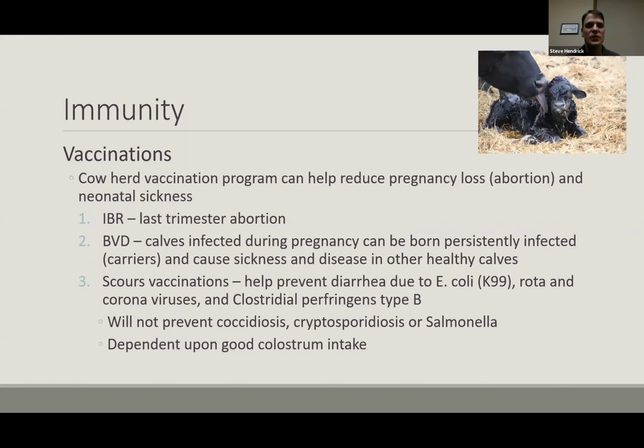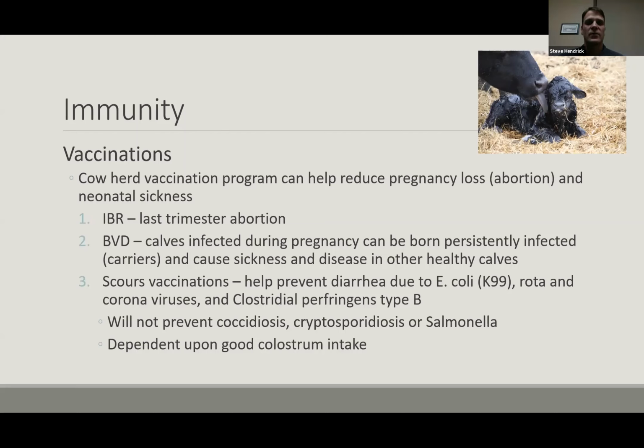Okay. Also related to immunity and colostrum, the last topic is vaccinations. I think the cow herd vaccination program can help reduce pregnancy loss, whether that's abortions or neonatal sickness. But what I want to point out, it's kind of like the winter feeding program. Trying to vaccinate today and hope that we're going to prevent all the diseases down the road probably isn't the best program. It's having a strategy that you work with your veterinarian. The diseases that we're trying to prevent with vaccination would be infectious bovine rhinotracheitis, that's a herpes virus. It causes pneumonia and can cause abortions in the last trimester.